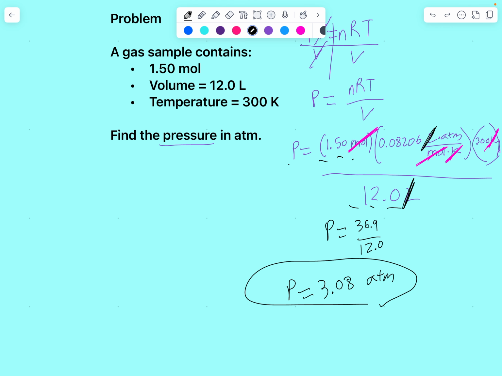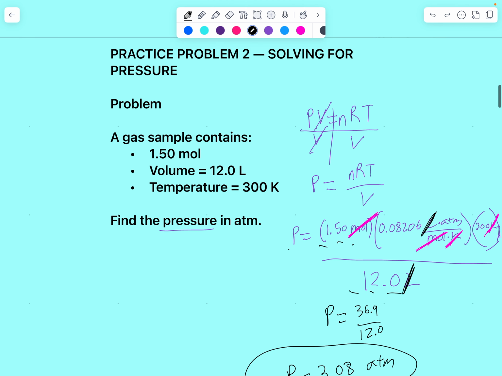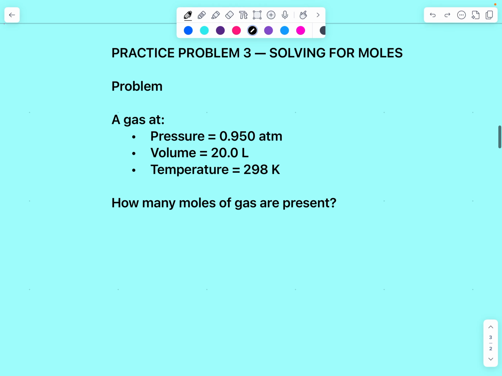I think if you guys want more practice problems on PV equals nRT, the ideal gas law, please feel free to let me know, because I was going to do more practice videos, but I think there were other laws that I should probably go over. All right, let's go over the next problem, practice problem 3.